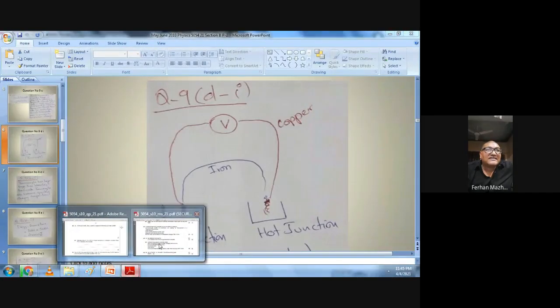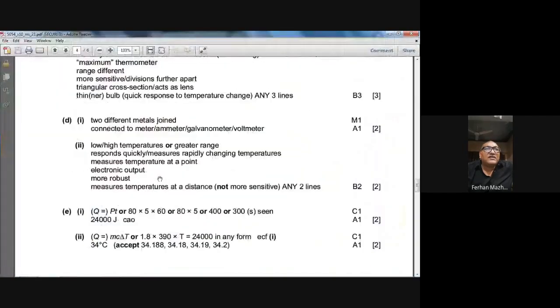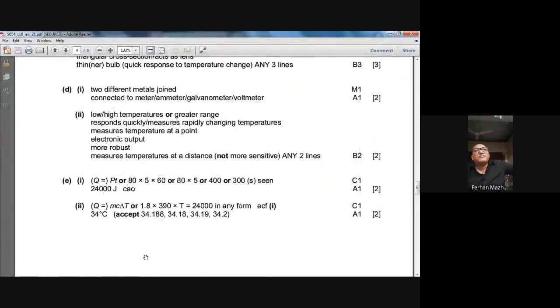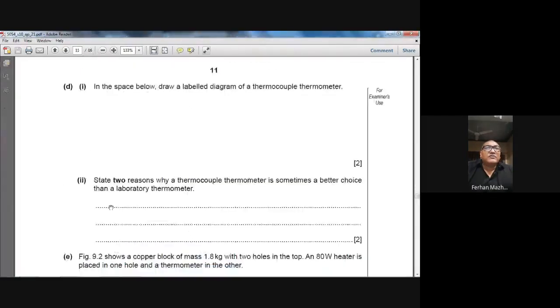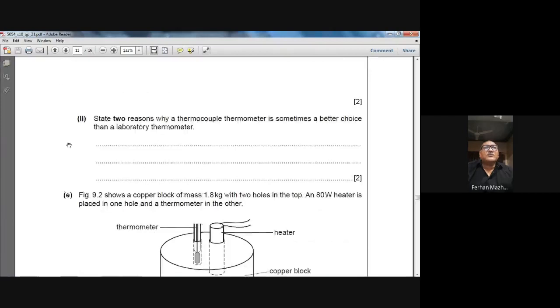Let me check the marking scheme. The marking scheme says 2 different metals joined, connected to a meter: ammeter, galvanometer, voltmeter. So it's a 2-mark question. Very simple. Hopefully you will be able to get full marks from it. State 2 reasons why a thermocouple thermometer is sometimes a better choice than a laboratory thermometer.